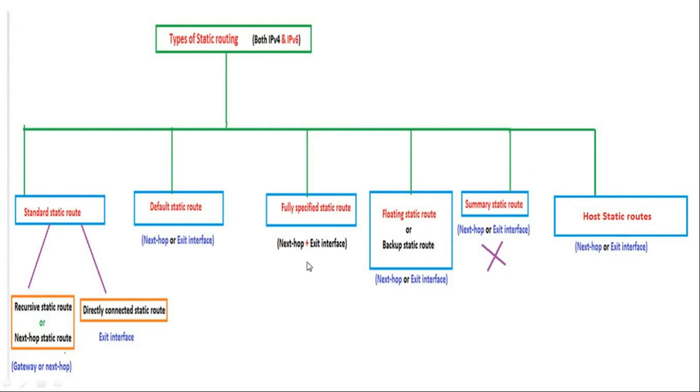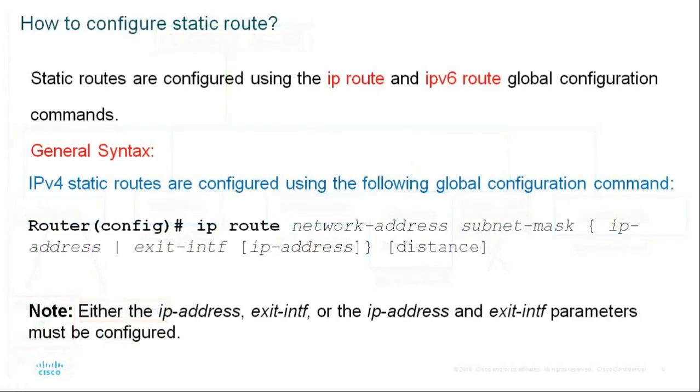So that's all about the different types of static routes. You have to remember next hop means gateway or next hop router address. Directly connected static route means the exit interface. Very useful diagram. Please practice one time on paper. You will get more clarity and you will feel more comfortable while going to the next slides.